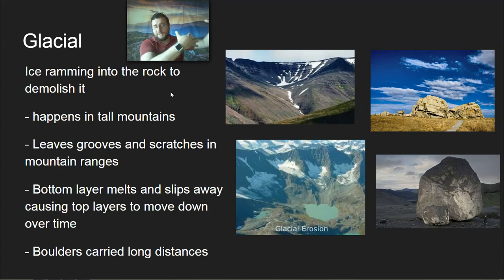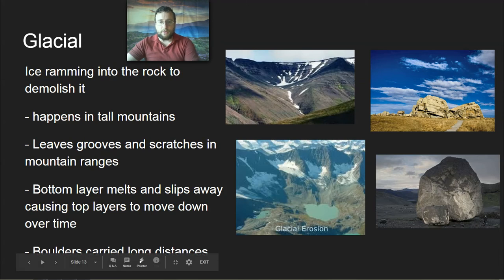And as it does so, it picks up large boulders of rocks and carves through the mountains, creating large grooves and scratches in the mountain ranges and carrying massive boulders far from where they came from and putting them in the middle of nowhere. And then later on, the glacier melts and leaves the boulder exposed and these grooves in the mountains that you see over here.